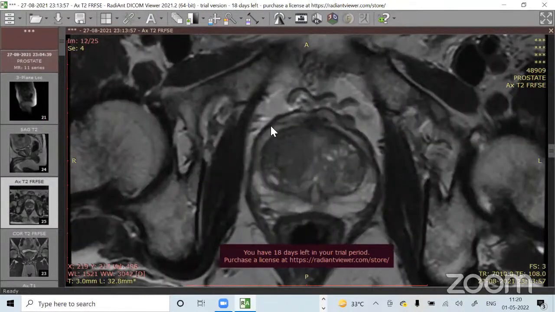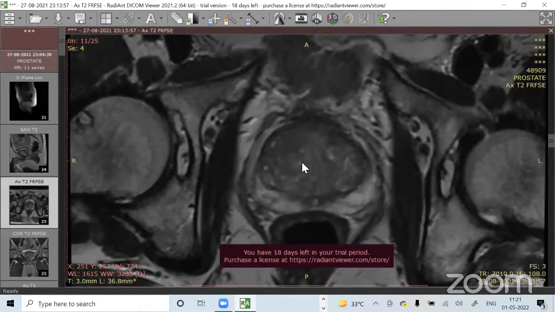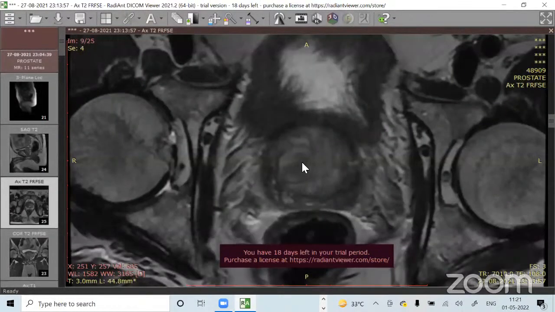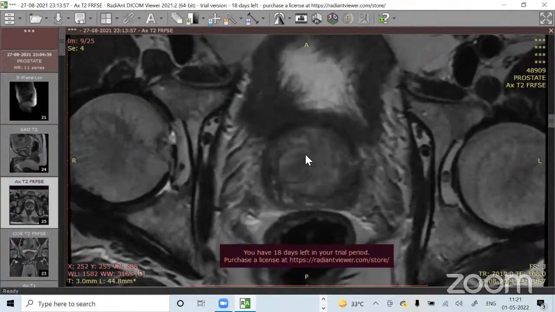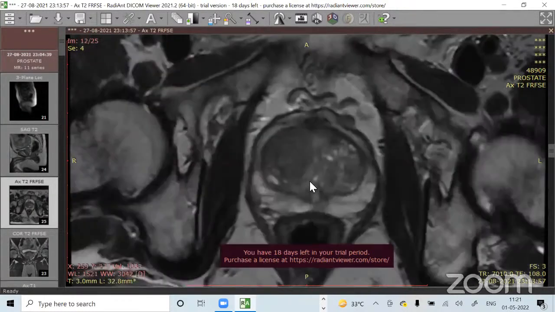This is what we were talking about since last 1 hour or so. T2 hypointense area with obscured margins. The margins are not very well clear. So we feel that this is something dicey and we want to place it into PIRADS category 4 or 5 depending on the size. You see this is a well encapsulated nodule. So this is BPH that we are not concerned about.